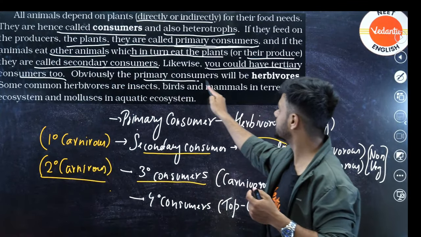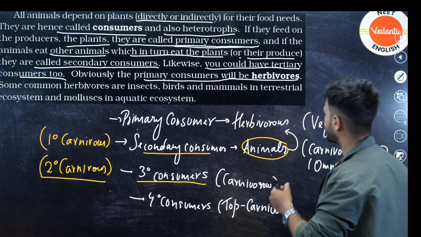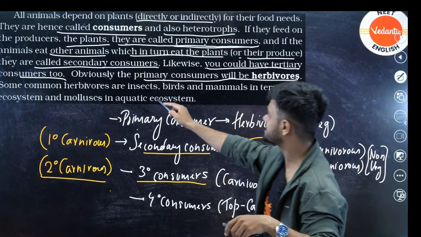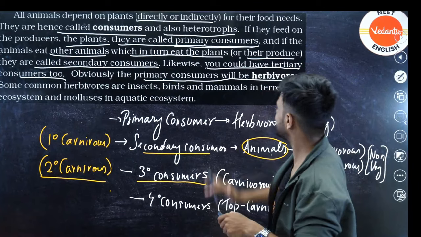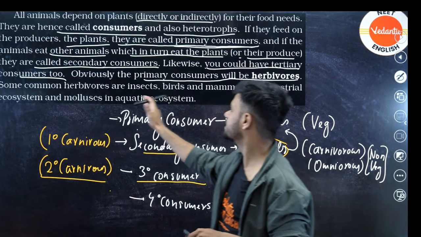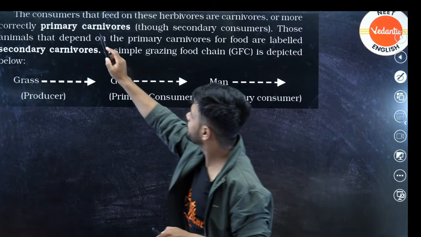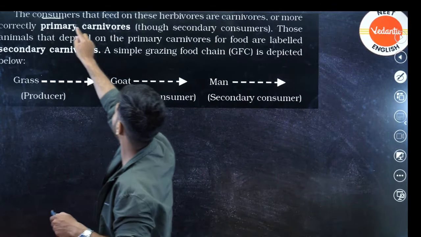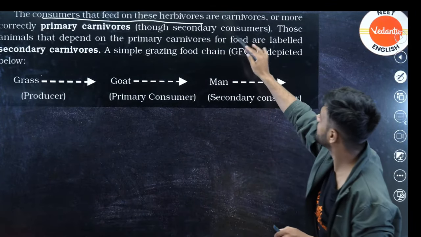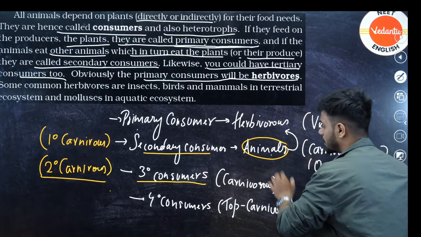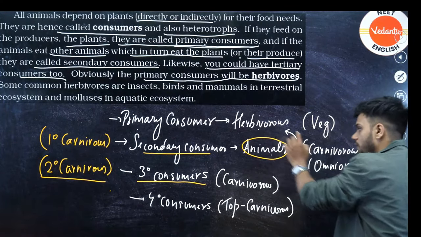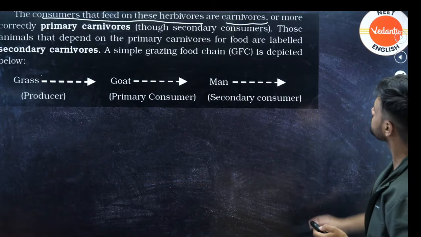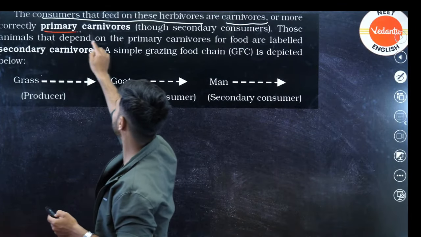Obviously, the primary consumer will be herbivores. Some common herbivores are insects, birds, mammals in the terrestrial ecosystem and mollusks in the aquatic ecosystem. Now, the consumers which feed on the herbivores are called carnivores, or more correctly, primary carnivores.